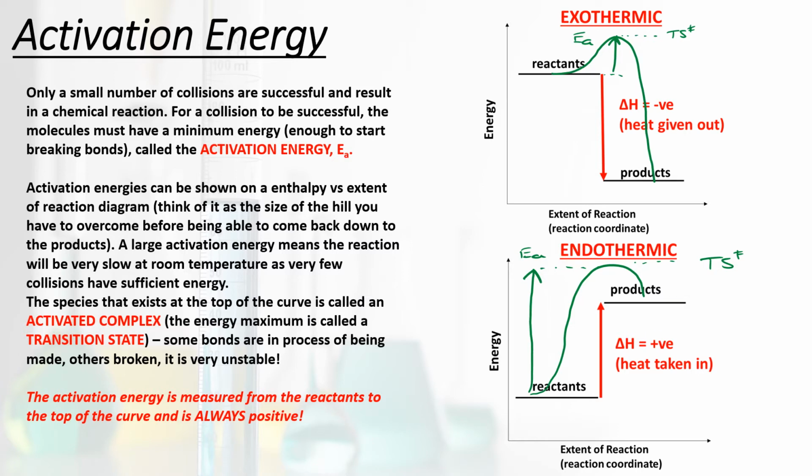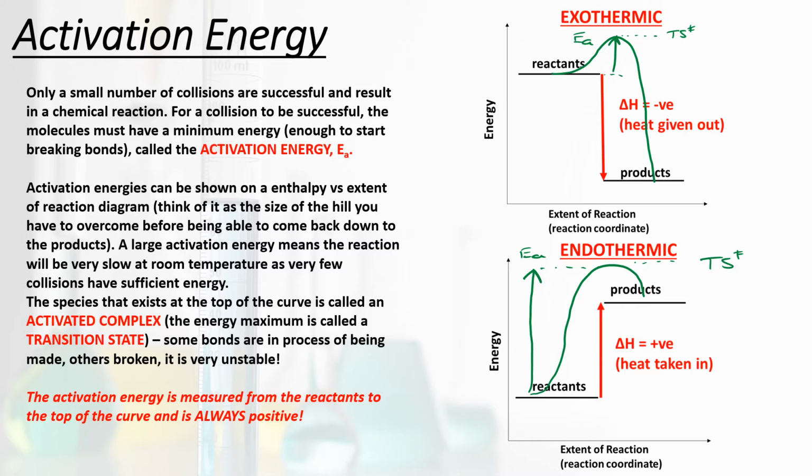And you can see that I've labelled the activation energy with this green arrow. And so for our exothermic reaction, we have our activation energy going from the reactants to the top of that hill. And it's the same for the endothermic case. Our activation energy is always measured from the reactants to the top of the curve, and it's always positive. We have to put energy in to break bonds, remember.